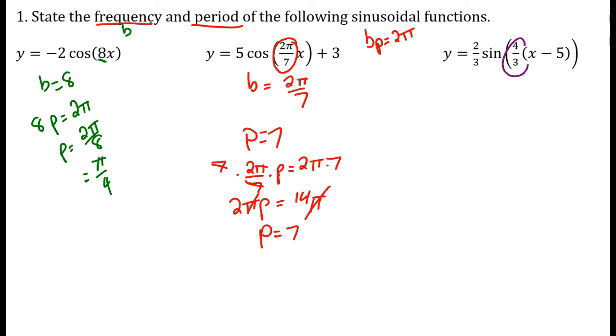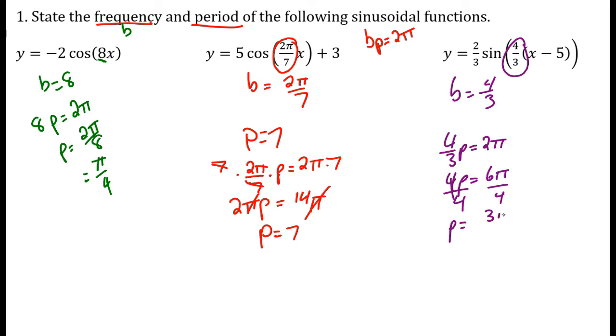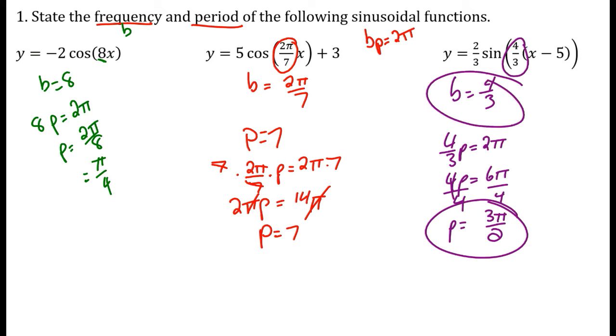The frequency is the number in front of x. The frequency is 4/3, which makes the period, bp equals 2 pi, multiplied by 3 divided by 4. p equals 3 pi over 2. So it takes 3 pi over 2 units to get through one full cycle of that cosine curve. That's a quick thing that you need to be able to do. If I give you frequency, you need to be able to get the period.